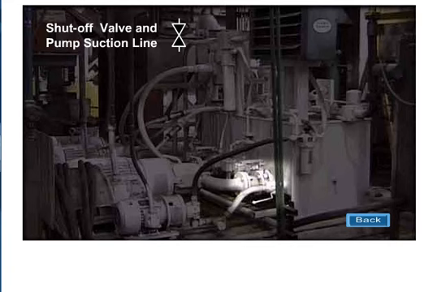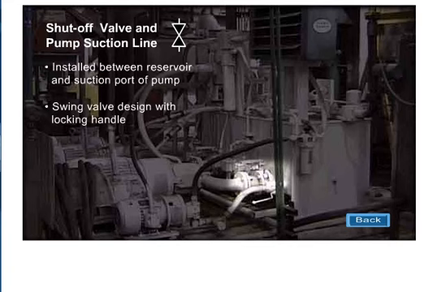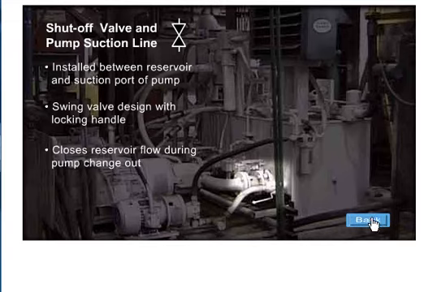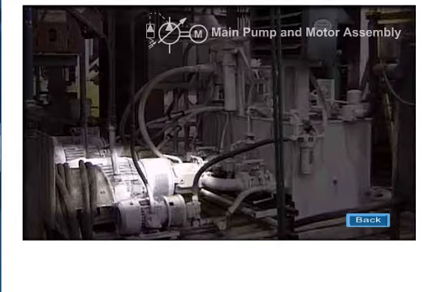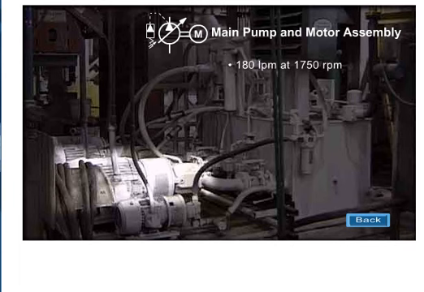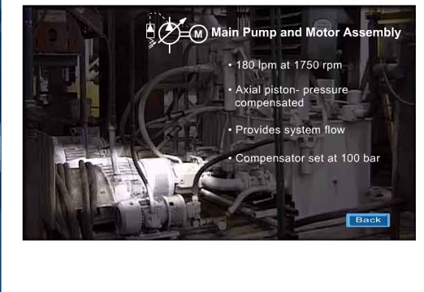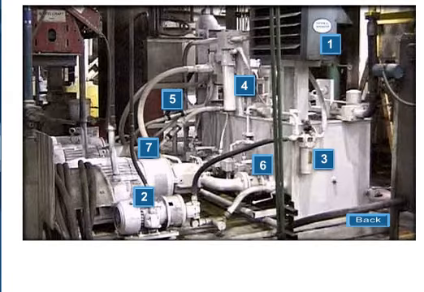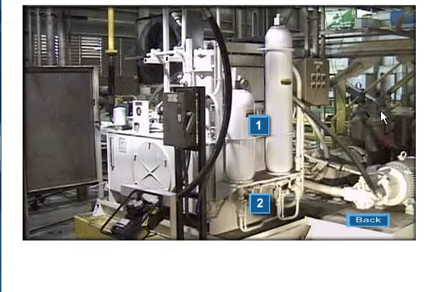Shutoff valve and pump suction line, installed between the pump reservoir and suction port. Swing valve design with locking handle. Closes reservoir flow during pump changeout. Main pump, 180 liters per minute at 1750 RPM. Axial piston pressure compensated. Provides system flow. Compensator set at 100 bar. Choose an area of interest and click on the appropriate number.